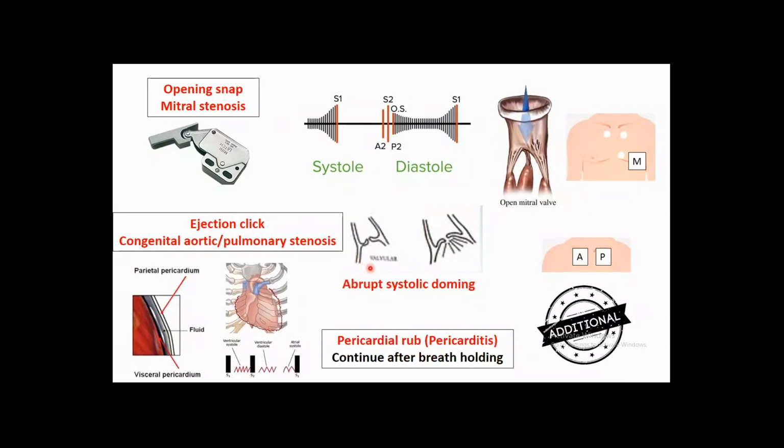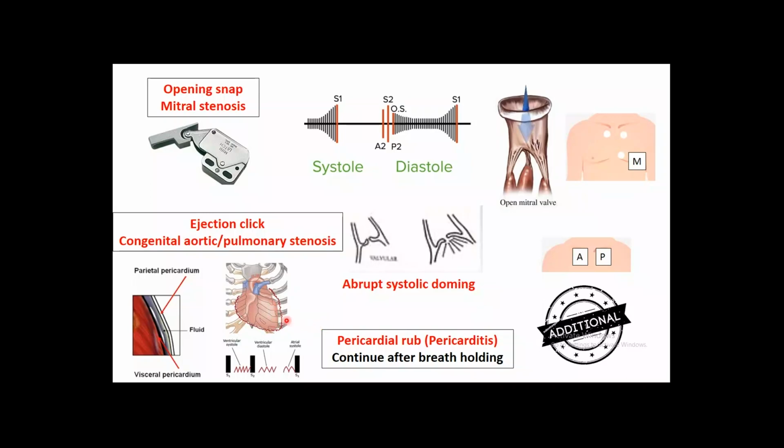Finally, what is called pericardial rub. If we put the stethoscope over the left parasternal area or the base of the heart, and we hear a friction sound, like two papers rubbing over each other, this is called pericardial rub. How to differentiate between pericardial rub and pleural rub?